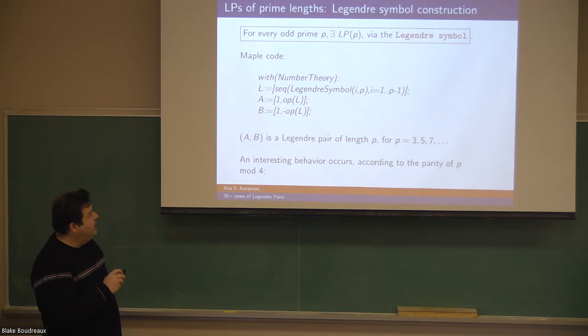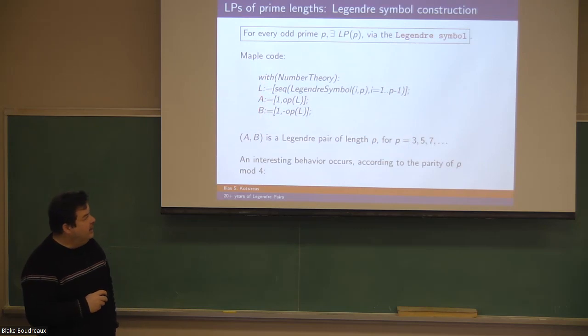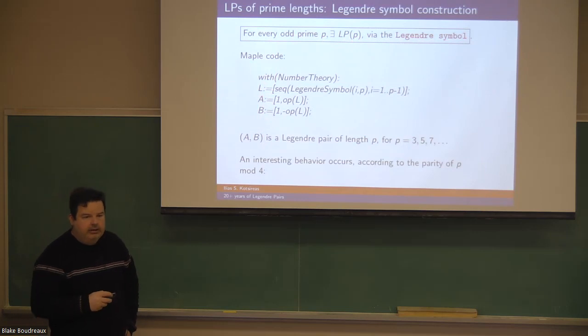I will illustrate it in Maple. This is not a proof, obviously, but you can write down the proof. It's an easy exercise in autocorrelations. For every odd prime P, there is a Legendre pair of order P via the Legendre symbol from number theory, the usual Legendre symbol that indicates whether something is a quadratic residue or not, right?